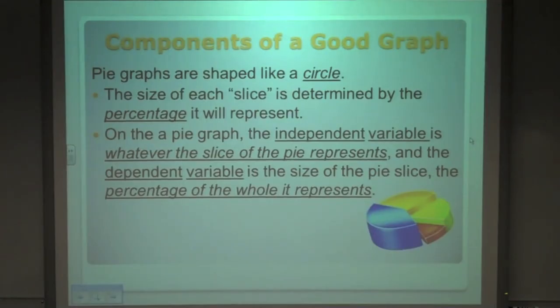All right, almost done here. Pie graphs are shaped like a circle. Each of the slices will show us the particular percentage that is represented. The independent variable is whatever the slice of the pie represents. The dependent variable is the size of the slice. So if it is a large slice of the pie graph, that's going to represent a large percentage. If it's a small slice, that's going to be a small percentage. And the dependent variable is actually that percentage, that particular part of the pie graph.